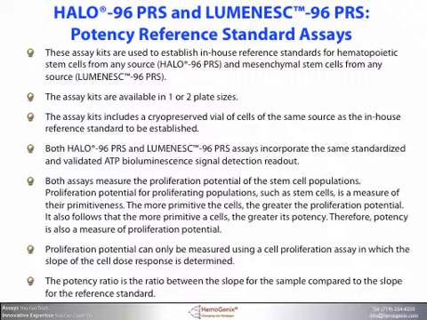Proliferation potential can only be measured using a cell proliferation assay in which the slope of the cell dose response is determined. And the potency ratio is the ratio between the slope of the sample compared to the slope of the reference standard.